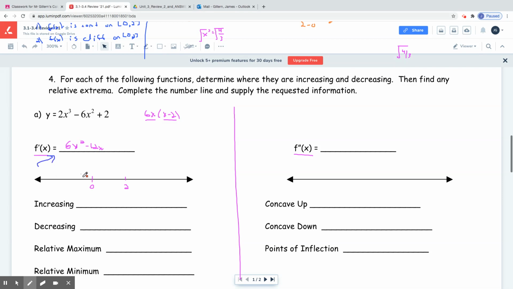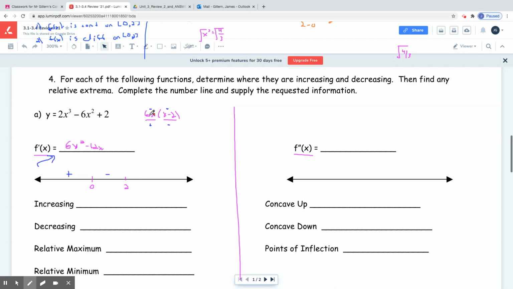You plug into the derivative. So anything negative, so a -1, that would give me a negative here and a negative there. A negative times a negative is a positive. If I plugged in 1, I would get a positive here. 1 minus 2 is a negative. Positive times a negative is a negative.